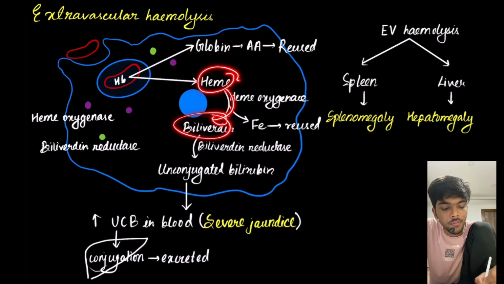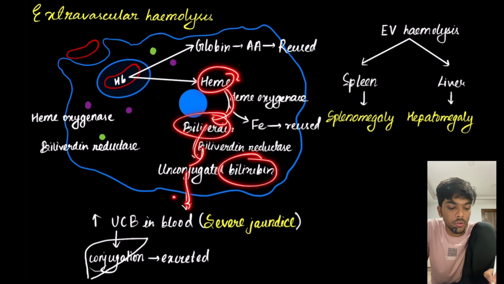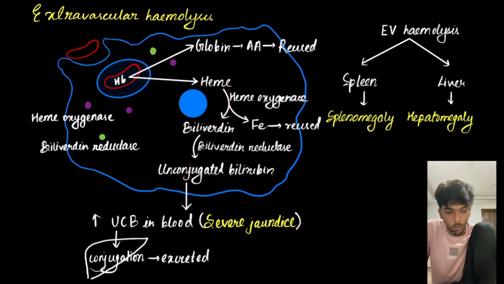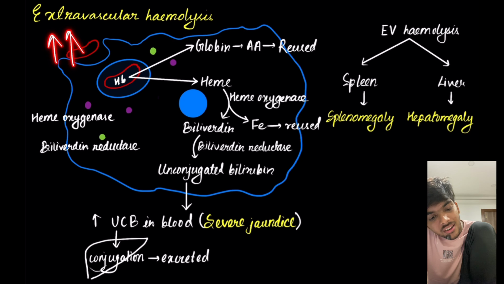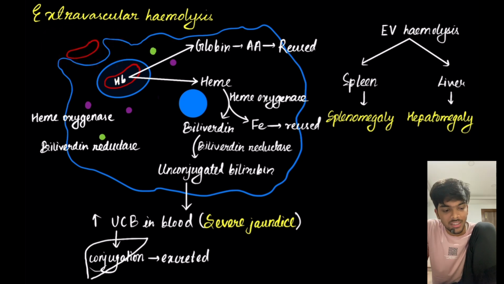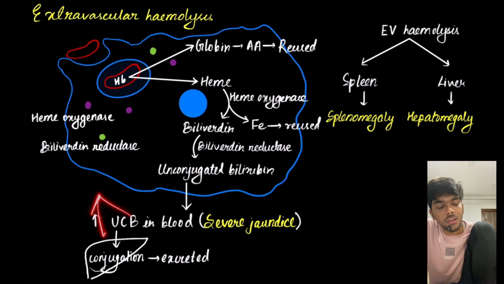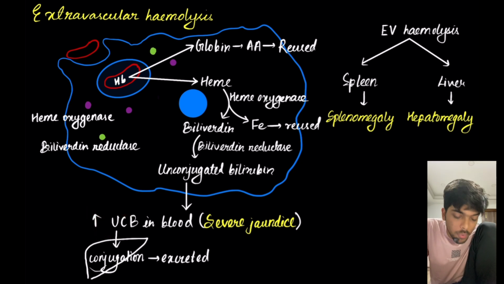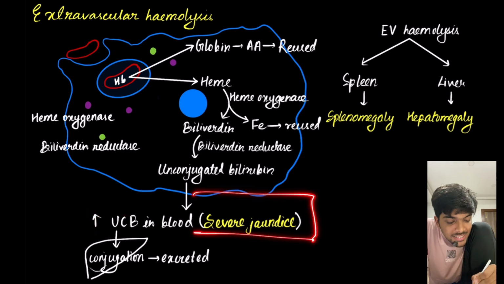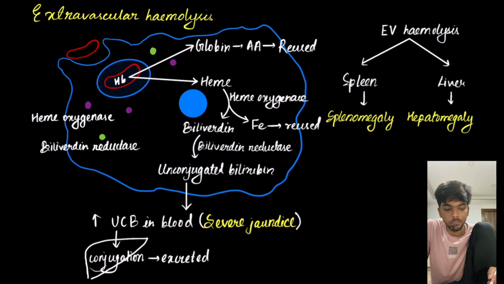Heme is converted to biliverdin, then to bilirubin, and then this bilirubin is sent out. Now, since there is increased rate of destruction of RBC, there is increased level of unconjugated bilirubin in the blood as well. More RBCs are getting engulfed, more RBCs are getting destroyed, more heme is getting converted to biliverdin, more biliverdin is converted to unconjugated bilirubin, more unconjugated bilirubin is present in your blood. As a result, you have excess jaundice.